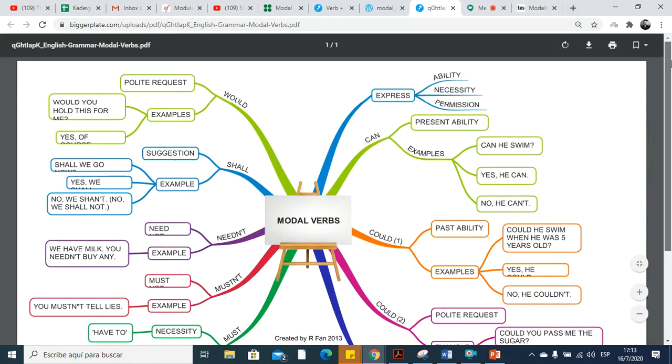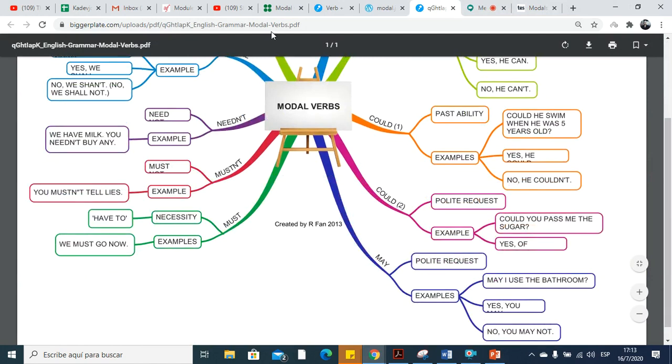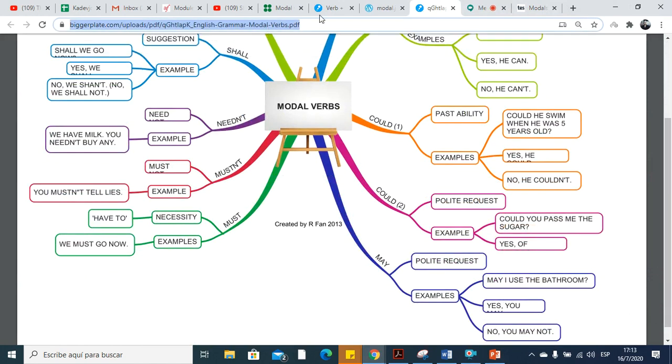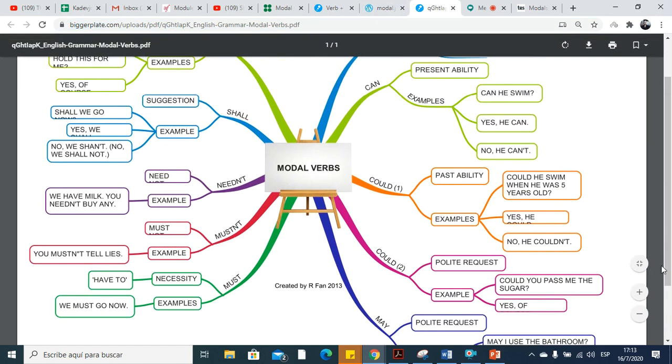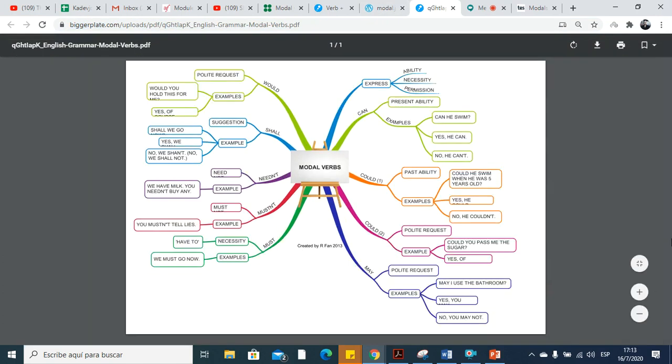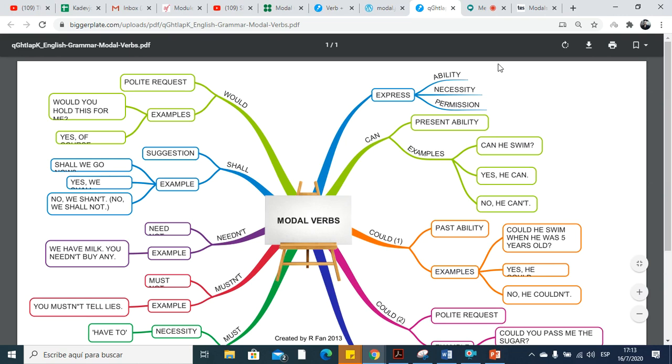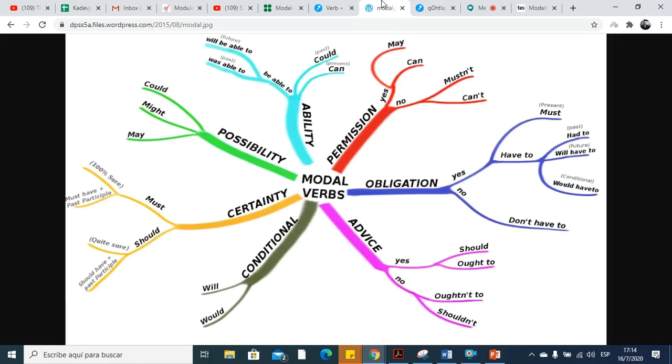So let's go out of the presentation and let's go right here. This is a mind map. I'm sure that you guys know mind maps, but as I said, it looks complicated when you look at it like this. This is just a visual that I want to explain to you guys. I have another one as well. But basically, this is a mind map.